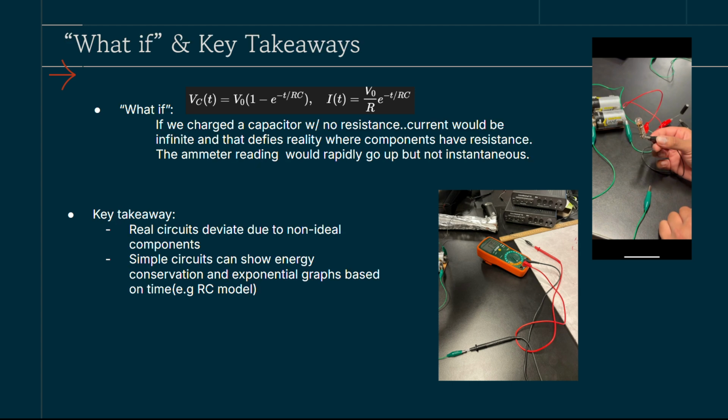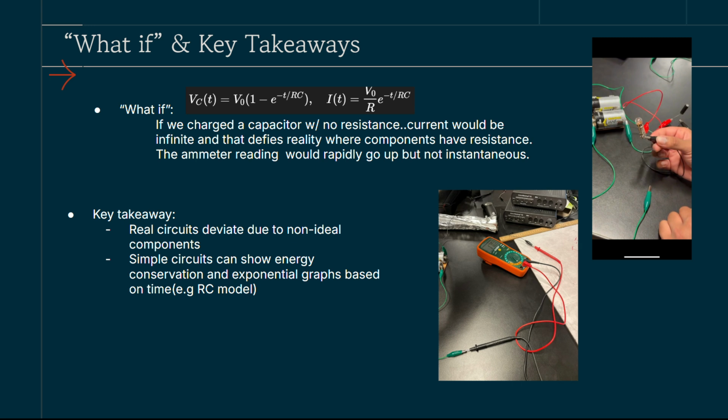And for the what if, we have if we charge a capacitor with no resistance. With our equation V equals IR, if we solve for I, we get V over R, and that means if there is no resistance, that's basically a limit going to 0, and that defies reality because all components will have resistance. And what we would see is the ammeter would rapidly go up, but it's not instantaneous because there has to be some kind of resistance.